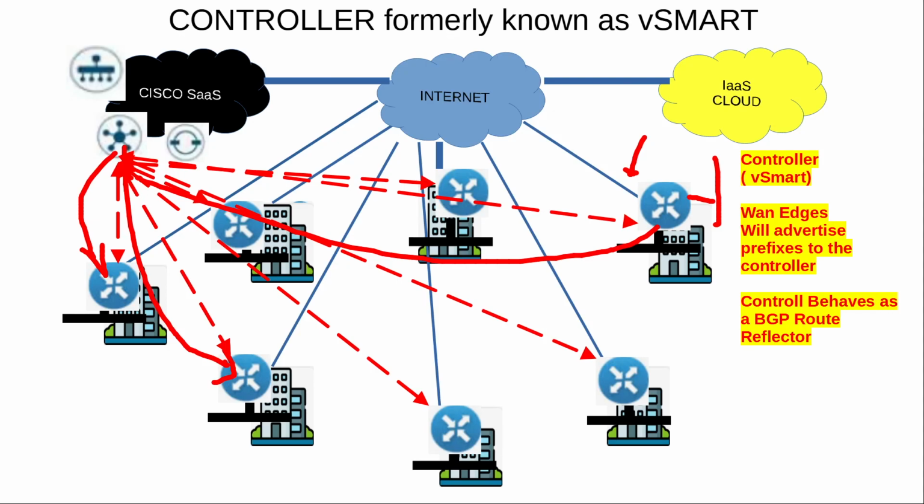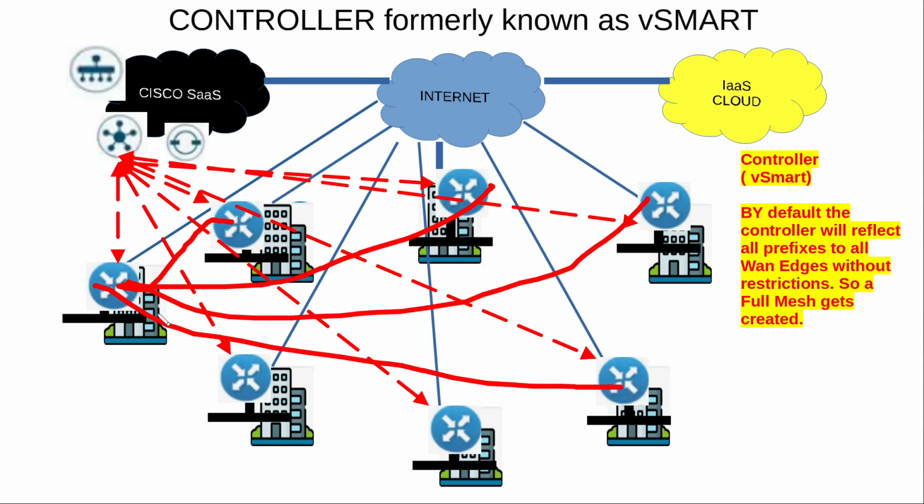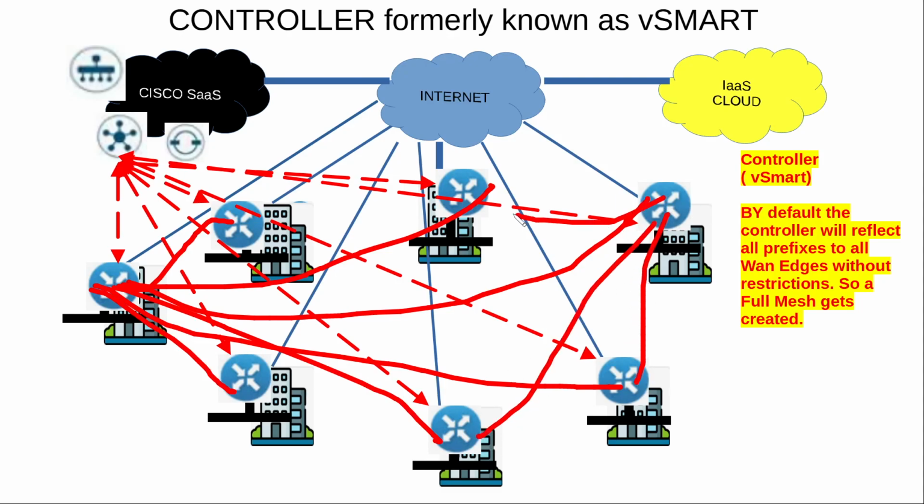Remember that if you don't touch anything, by default, the controller will advertise all these prefixes to all the WAN edges. So the net effect is that WAN edges will be able to create tunnels to one another in a full mesh fashion. So by default, you will have full mesh connections. But if you start creating policies, you can create other topologies.